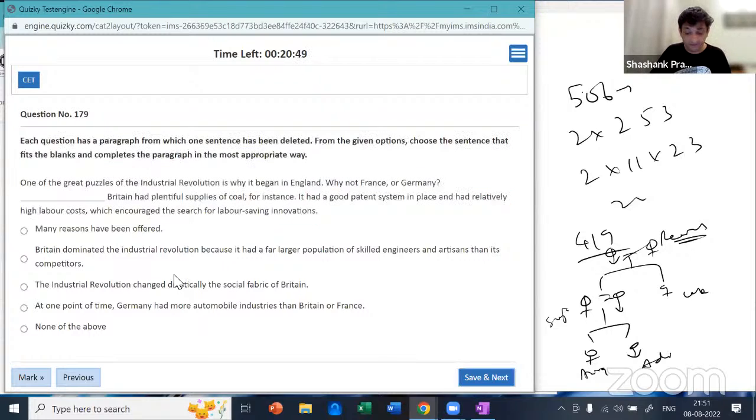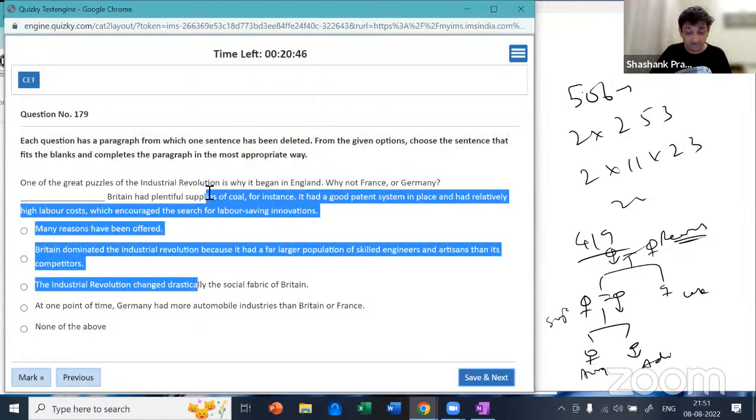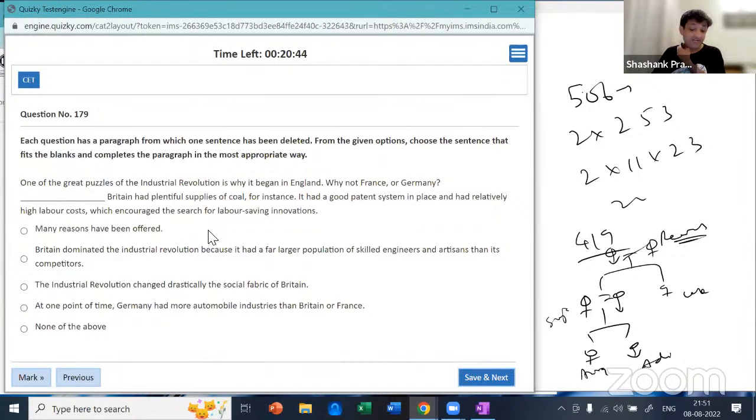Performances plural. Okay. One of the great puzzles in the Industrial Revolution is why it began in England. Not why not France or Germany. Britain had plentiful supplies of coal, for instance. It had a good patent system in place and had relatively high labor costs. So one of the great puzzles is why it began in England. Many reasons have been offered as a good one. They continue with the reasons. Britain dominated the Industrial Revolution because it had a far larger population of skilled engineers. Why it began bola hai na, dominated nahi hai. So second is out. Third is a consequence. Germany chhod do. I think first is okay. Many reasons, and then they identify the reasons.